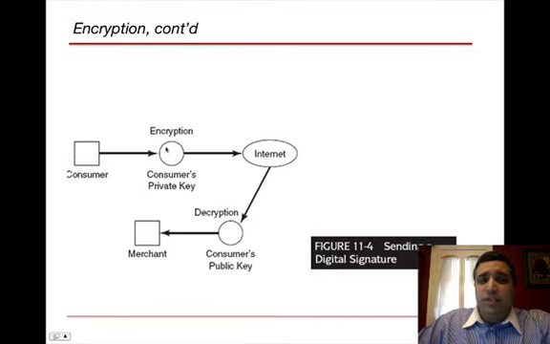In the case of a digital signature, it's a little bit different because the consumer has a private key. We encrypt it with the consumer's private key, which will then get decrypted by the consumer's public key, and the merchant will get it. Again, this is for identification purposes. We can only create a certificate using the private key. It can be decrypted by the public key. This ensures that the consumer is who they say they are.